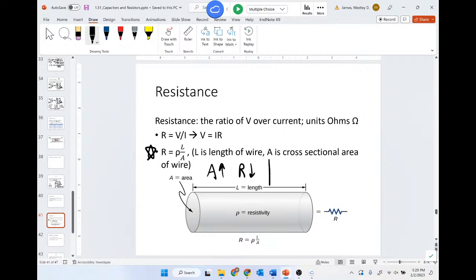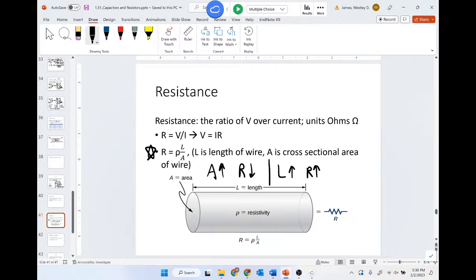And length. I mean, if it's a long wire, there's more atoms for it to go through. That's basically the gist of it. A long wire, you got more things you got to push it through. As length goes up, resistance goes up. We can see that in our equation. Length is on top, so as that gets bigger, resistance gets bigger. As our area gets bigger, resistance gets smaller.